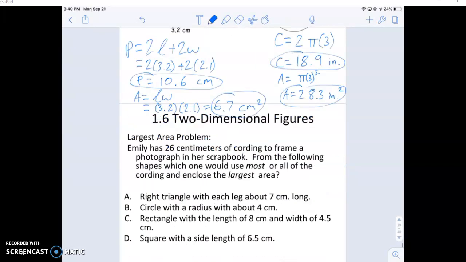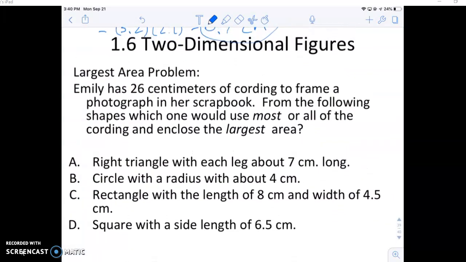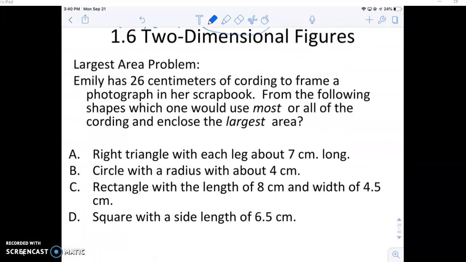Alright, moving on. Next we have this largest area problem. It tells us Emily has 26 centimeters of cording to frame a photograph in her scrapbook. From the following shapes, which one would use most or all of the cording and enclose the largest space? Alright, so this is a tough question. It's asking, of these 4 figures here, which one is going to take up the most area? And we have to make sure that none of those perimeters exceed 26.